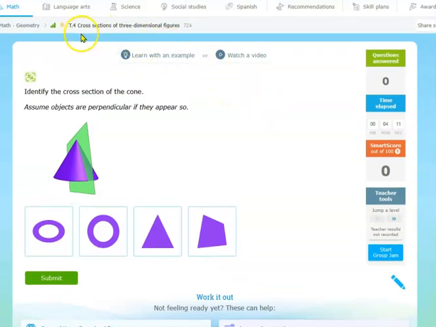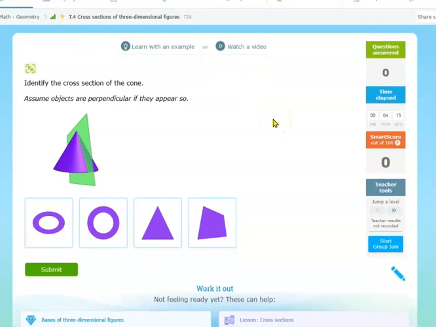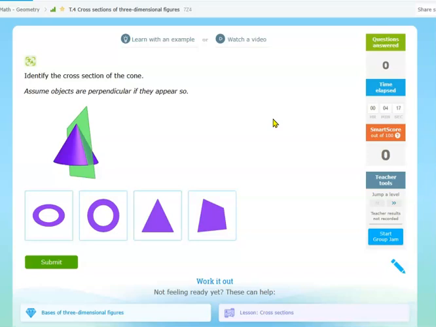We are looking at IXL cross sections of three-dimensional figures. Three-dimensional figures are like solid figures, like a cube or a sphere, a ball, a box, a tissue box, something that you can hold in your hands. It says identify the cross section of the cone. Assume objects are perpendicular if they appear so.